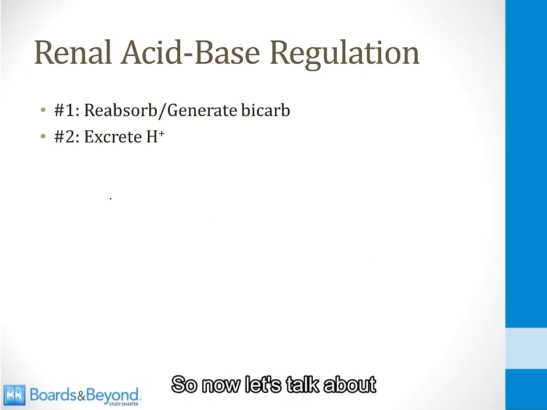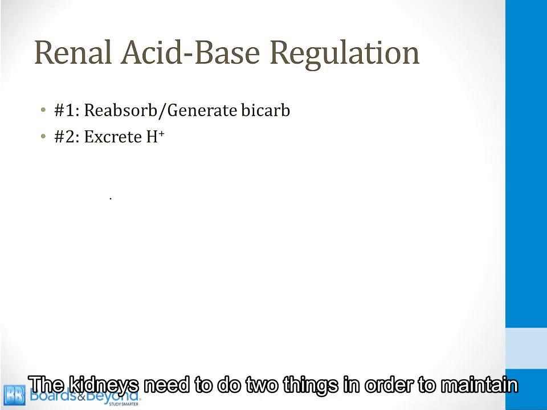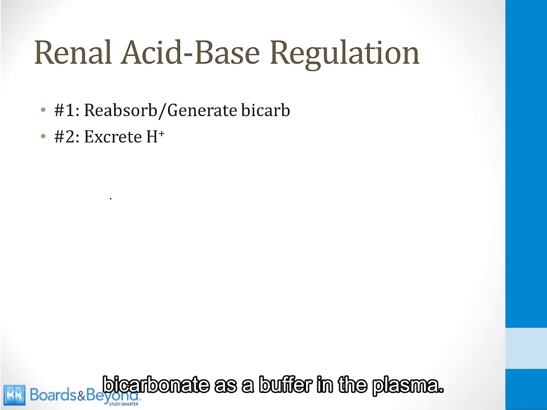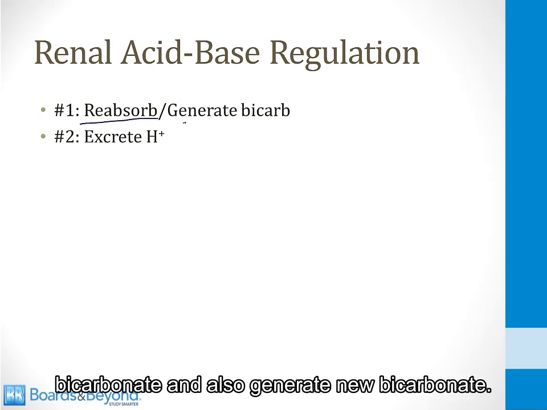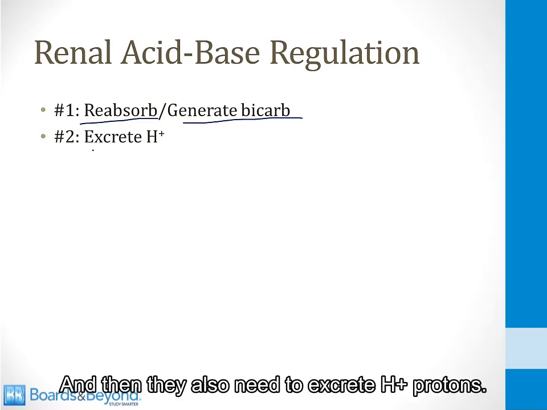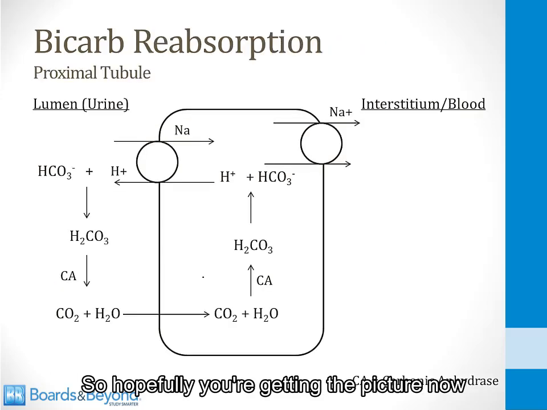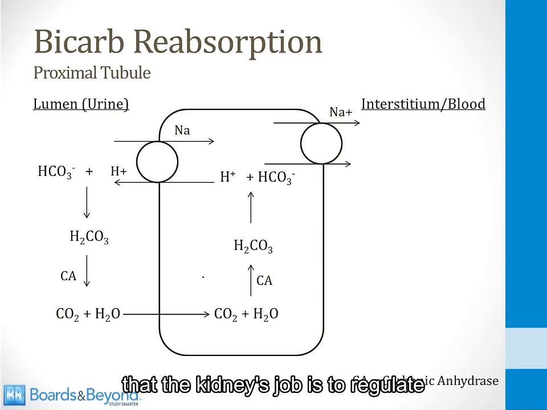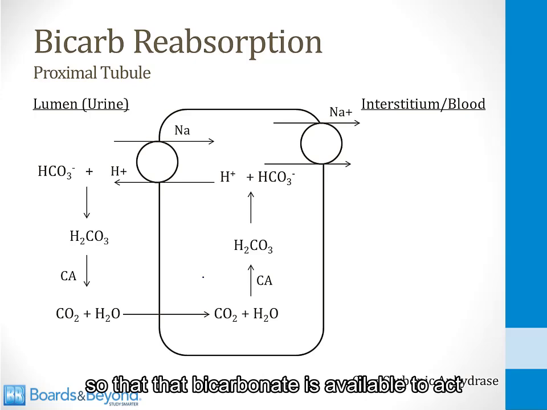So now let's talk about how the kidneys regulate acid-base balance. The kidneys need to do two things in order to maintain bicarbonate as a buffer in the plasma. First of all, they need to reabsorb all filtered bicarbonate and also generate new bicarbonate, and then they also need to excrete H+ protons. We'll talk about both of these in the next few slides. So hopefully you're getting the picture now that the kidney's job is to regulate the bicarbonate concentration in the plasma so that that bicarbonate is available to act as a buffer for non-volatile acids.